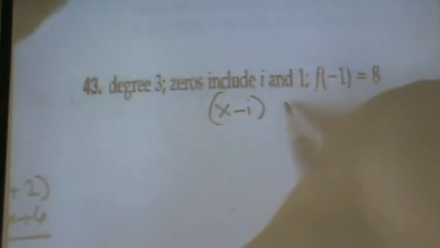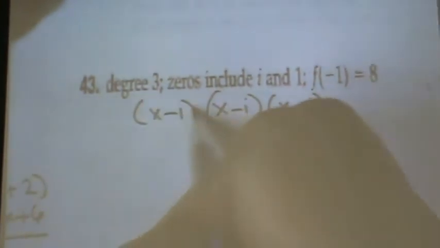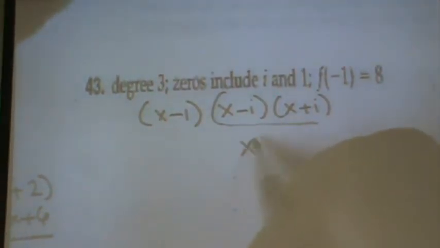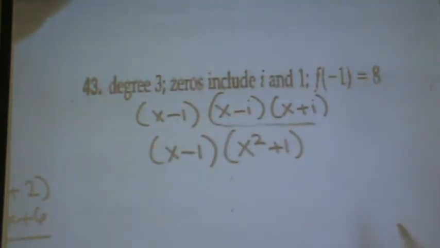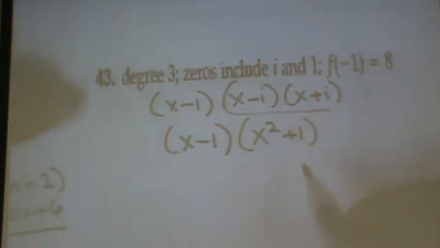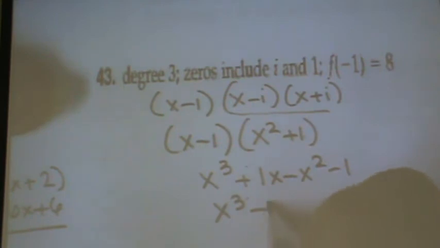For 43, I have 3 zeros, and i is one of them, and so is 1. So if i is one of them, so is negative i. And so is 1, so x minus 1. Well, when I FOIL these two out, I get x squared plus 1. And now I have x minus 1. So I'm going to FOIL this. I get x cubed, and then plus 1x minus x squared minus 1, or if I write it in standard form.